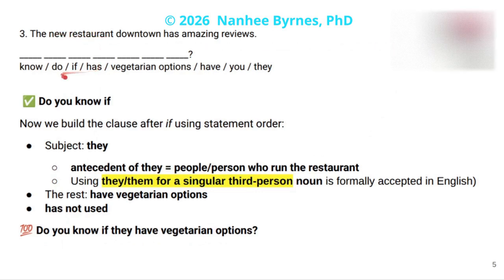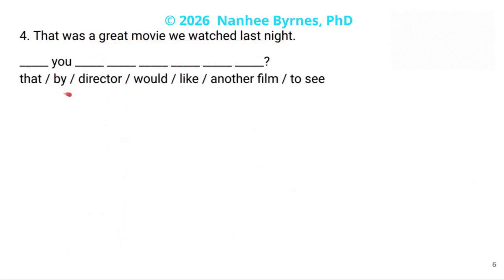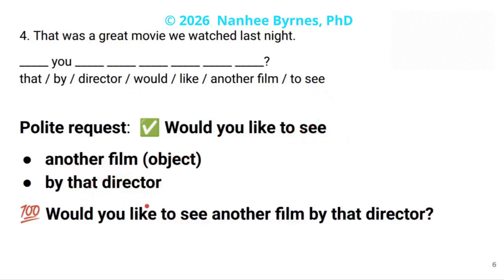Question 4. Prompt. That was a great movie we watched last night. Words given, that, by, director, would, like, another film, to see. This one is not an indirect if question. Instead, it's a polite request, which uses a fixed structure. Start with, would you like to? Now add, another film, by that director. Everything fits naturally. Final sentence, would you like to see another film by that director?